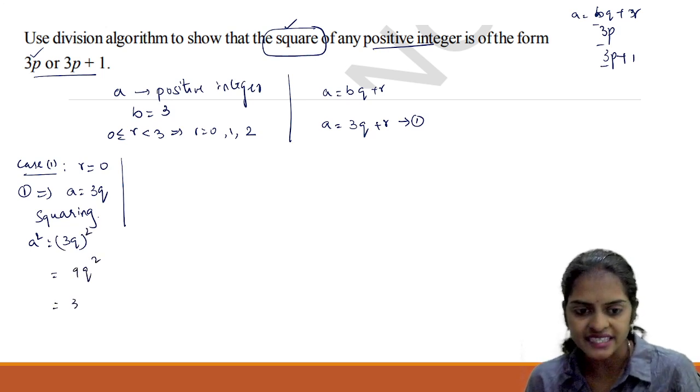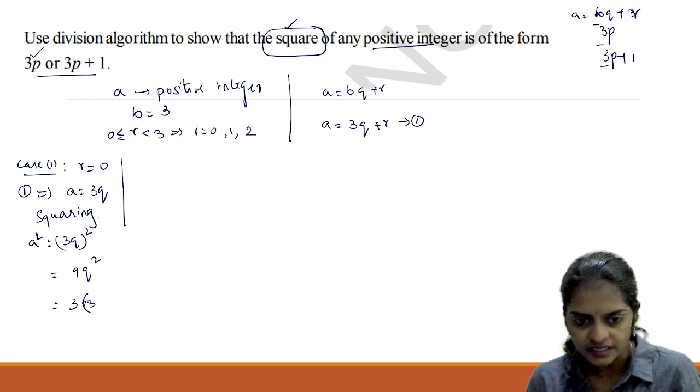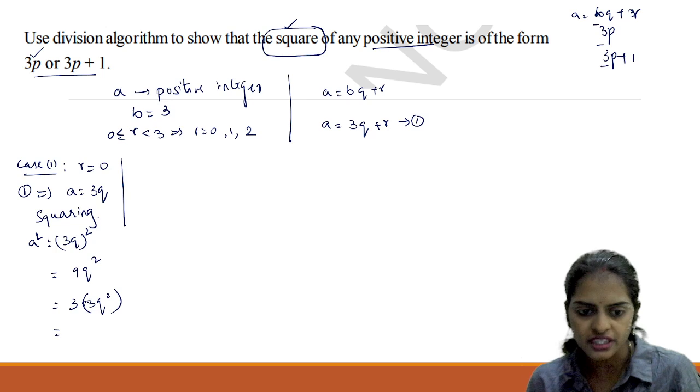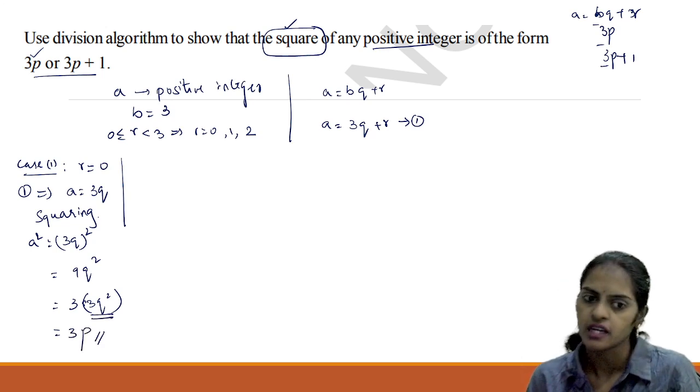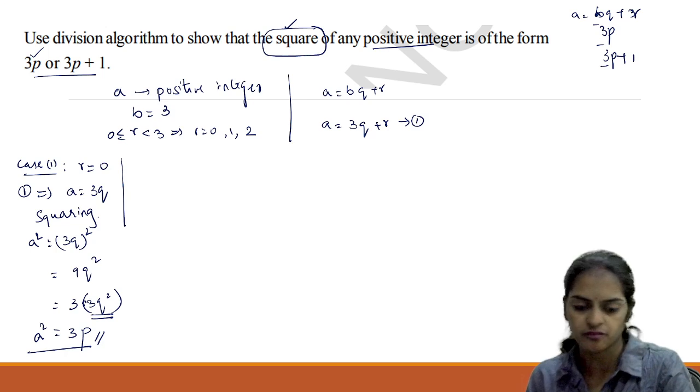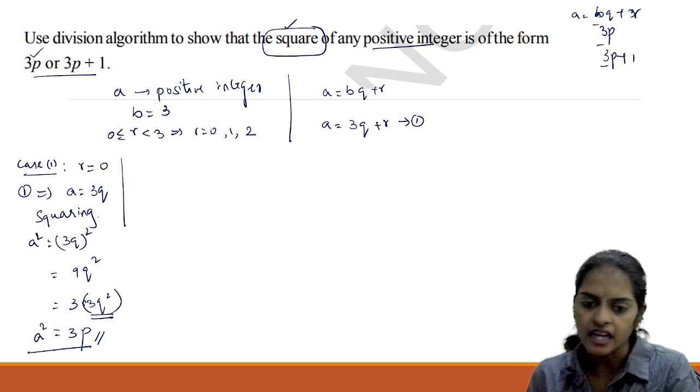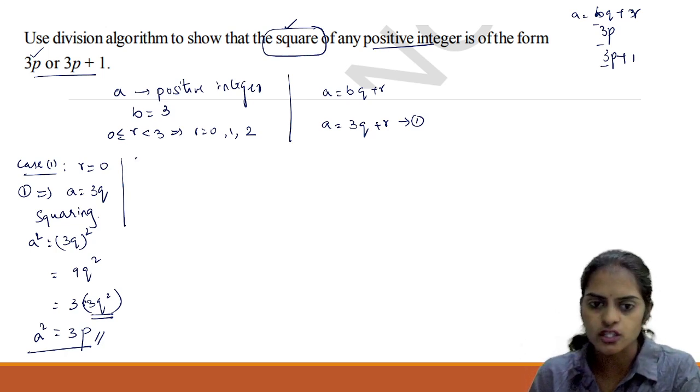Or simply we can write 9 as 3 into 3q square. And this 3q square I am taking as p, so 3 into p. So the square of any positive integer, I wrote in the form 3p. Clear till here? Now let us take the next one, case 2.